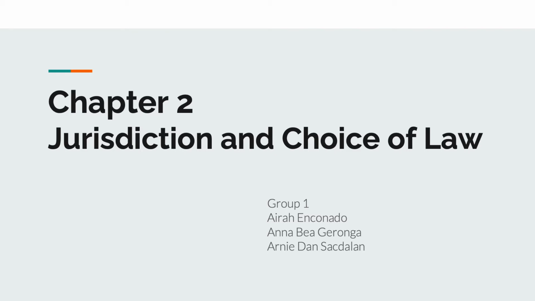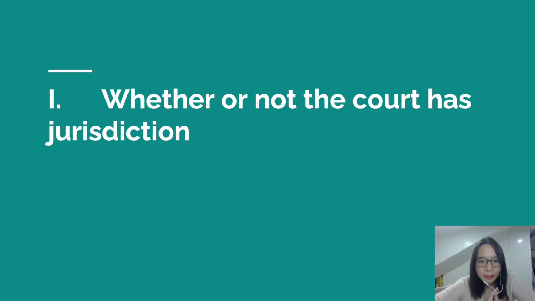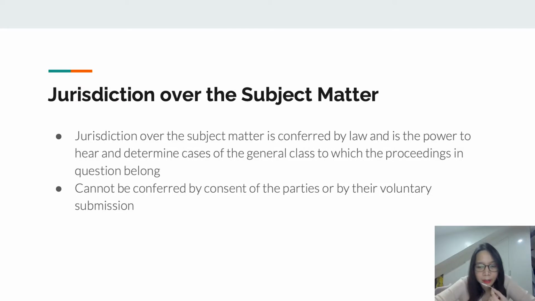We are Group 1 and we will be reporting on Chapter 2, Jurisdiction and Choice of Law. So how does one deal with a problem in conflicts of law? The first thing we need to determine is whether or not the court has jurisdiction. So as we all know, there are several concepts of jurisdiction.